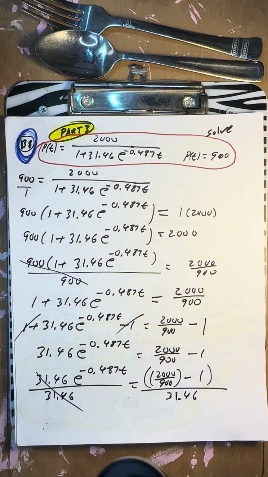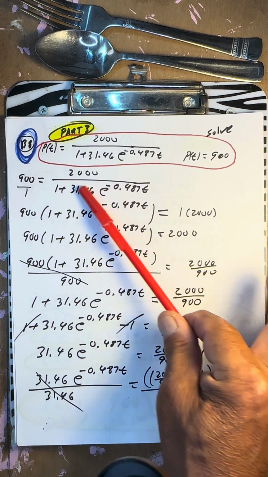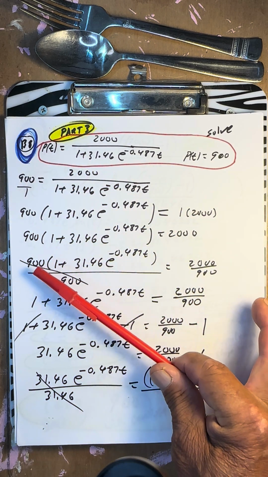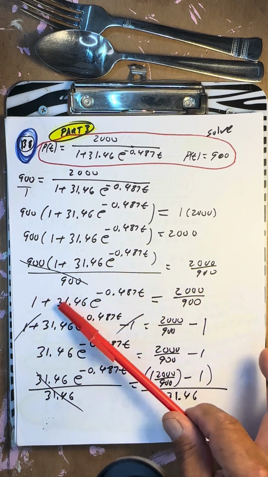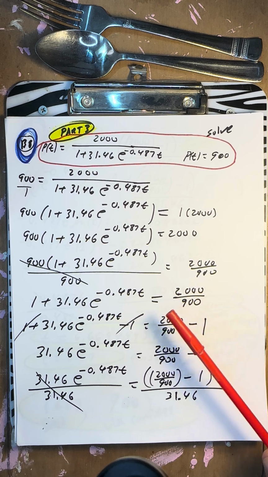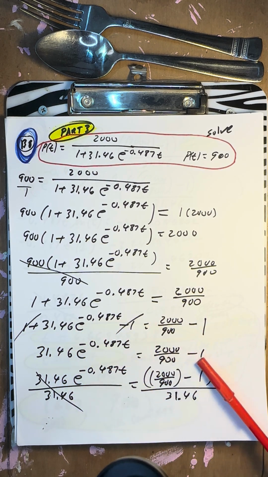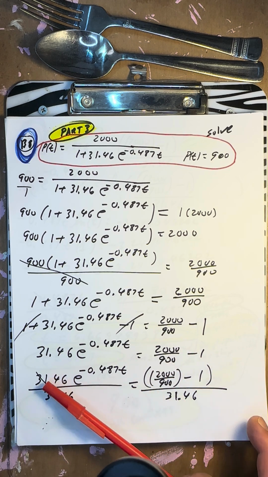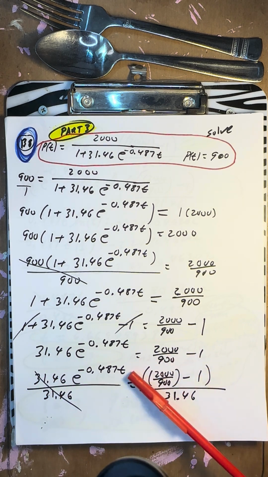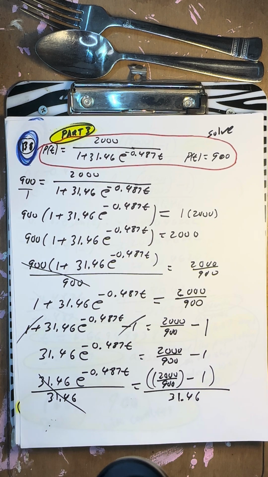Next question is, when will 900 have it? So 900 equals this. Cross multiply. Get this out. Now divide by 900, divide by 900. So we have this equals 2,000 over 900. Leave it alone. Now minus 1. So we have this right here. So now divide by this number. So we have this divided by this. Okay, that's lots of steps.